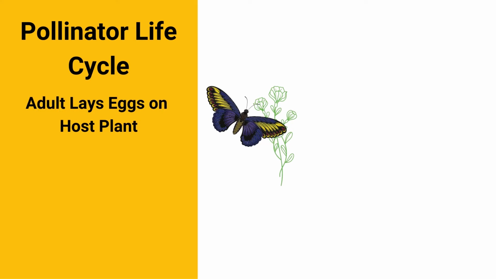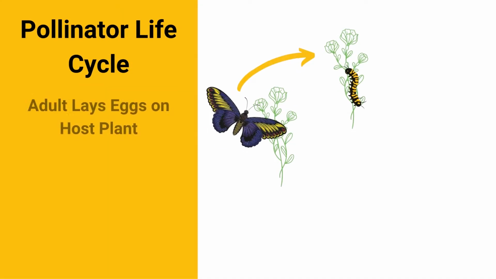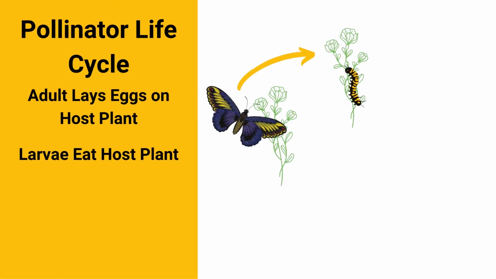All of the insect pollinators go through some form of metamorphosis in their life cycle. The adults find a plant, that's the host plant, which we'll talk about more in a minute. They lay the eggs on the plant, and the caterpillars or the larvae hatch out of those eggs, and they feed on that plant as they're growing and getting ready to go into metamorphosis stage.